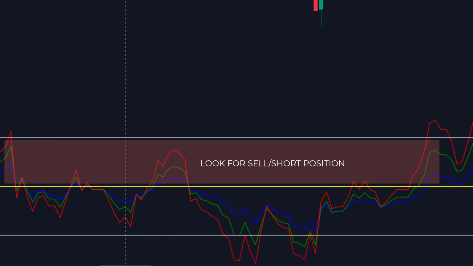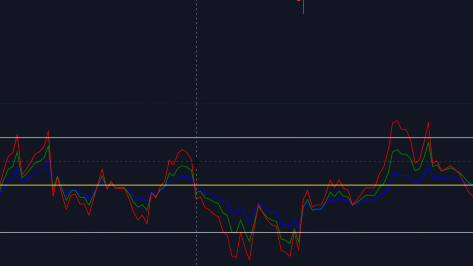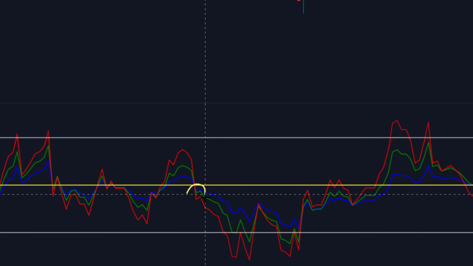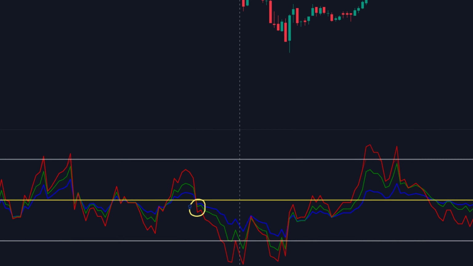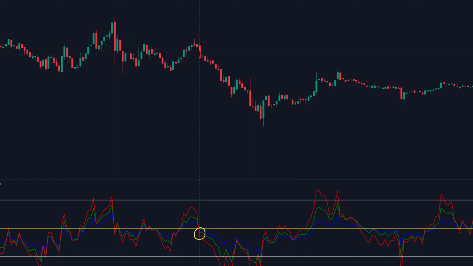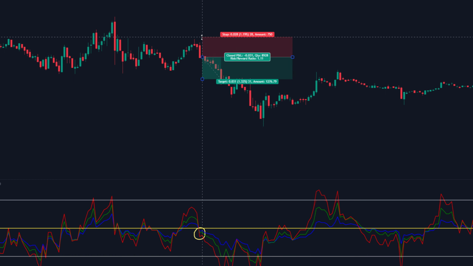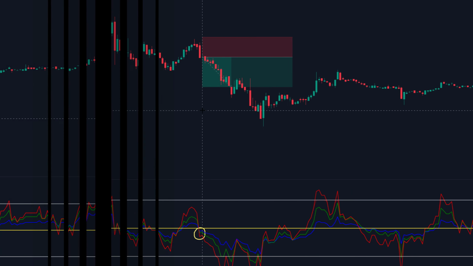When all the 3 lines cross back underneath the yellow line within 3 candles, then we can take a short position on the candle close. So right here we can enter. We set the stop loss on the last swing high, and our target profit is on risk reward 1 to 1.5. Now let me show you another entry.